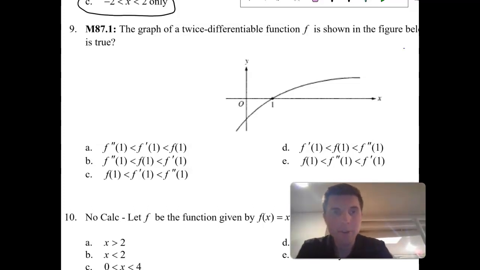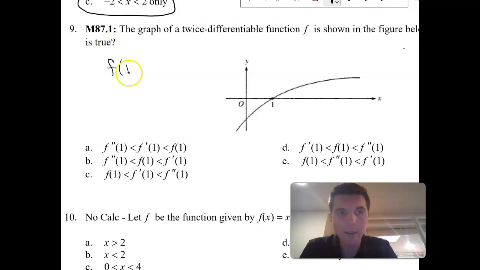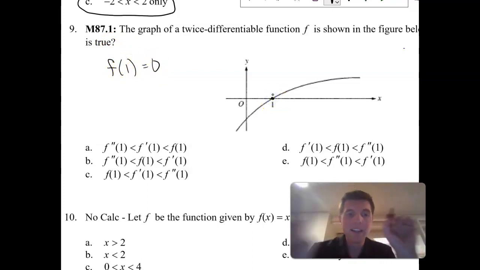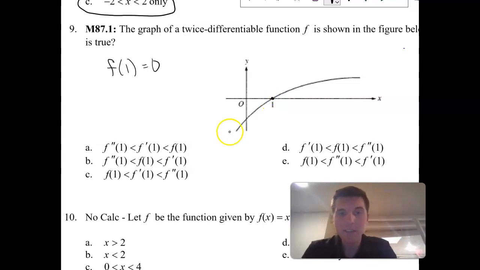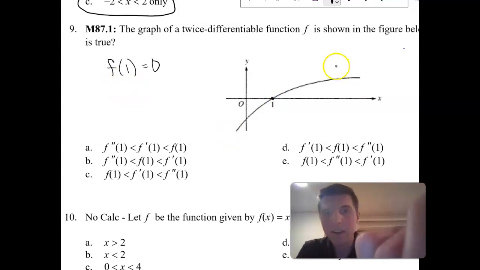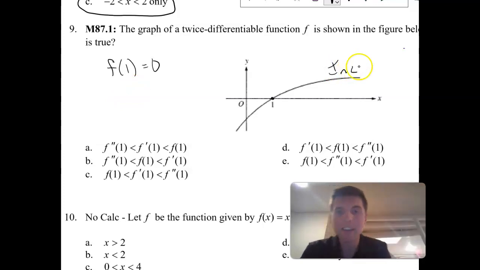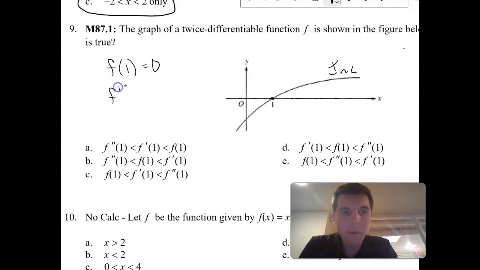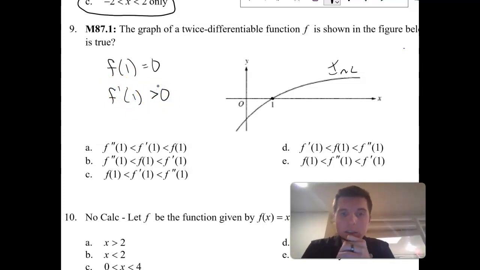We can say 3 things about this graph. The first thing, I know when I plug in 1, I'm going to get 0 as an output. I can see it right here. It's crossing the axis. The second thing I know is that this function is increasing. It's definitely increasing the whole time. So what's true about my derivative? I know f prime of 1 is greater than 0.